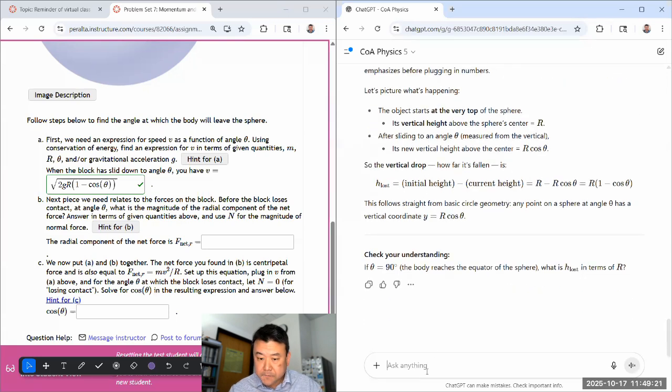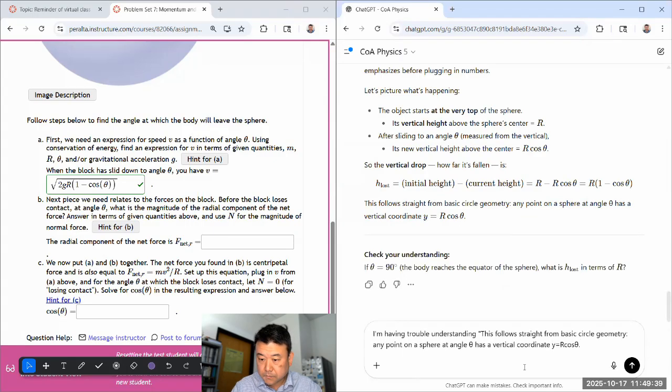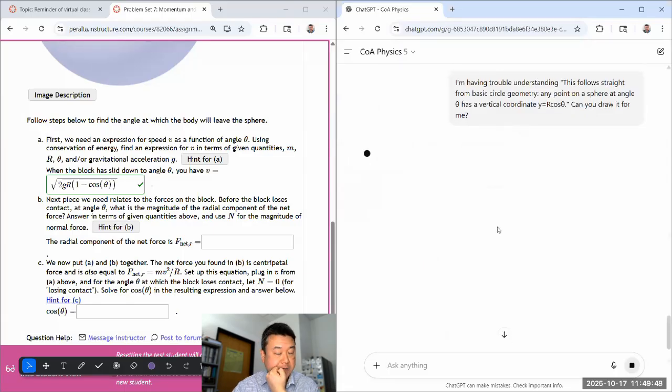So let me ask this. I'm having trouble understanding this. Can you draw it for me? And with ChatGPT 5, some of the drawings it draws are now correct. So it's possible that it can correctly draw and label this. There were some free body diagrams we've done before where it actually did it correctly. So we'll see.